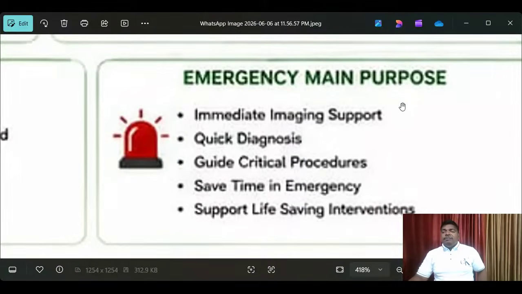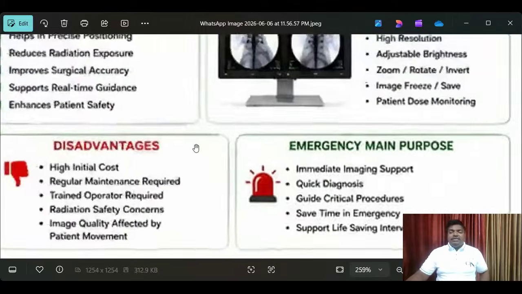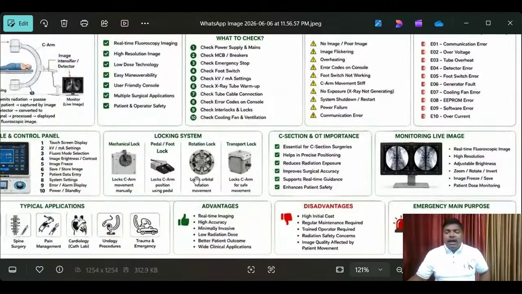In emergency, the main purpose is immediate imaging support, quick diagnosis, guiding practical procedures, and at the same time supporting life-saving interventions. These are very important, because if the doctor has this CM medical equipment, the doctor will be happy and can perform excellently, and patient safety is also excellent. Understand? So all these things are required, and I hope I have successfully completed this live session.